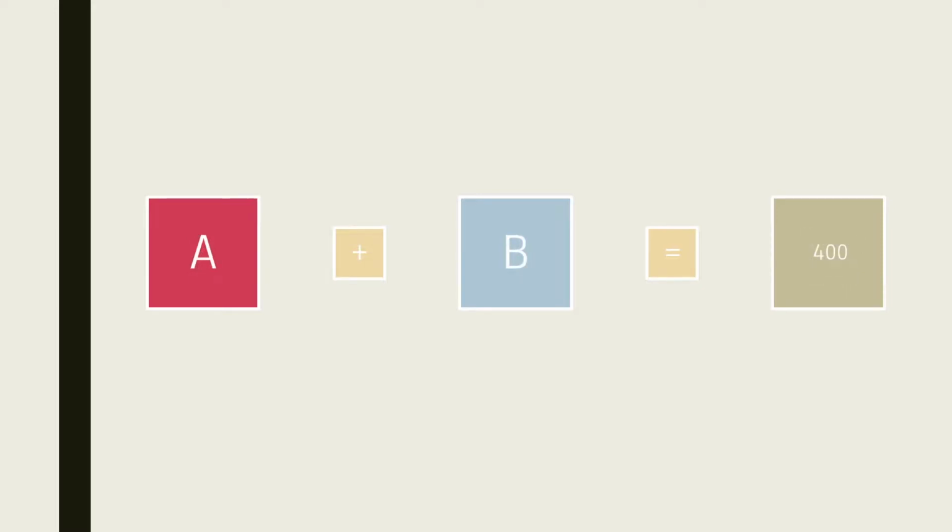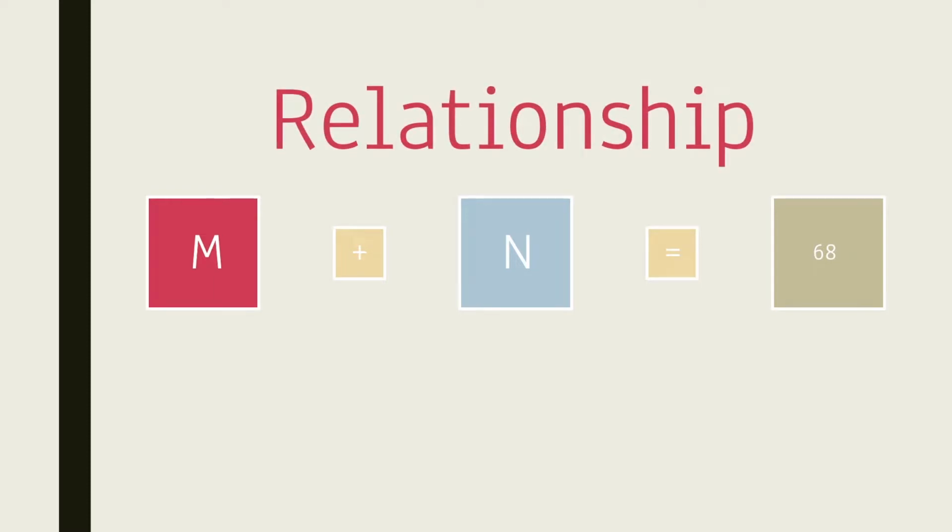For example, A and B can be unknown quantities, but you will know that both of them add up to a known number, for example, 400. X and Y are unknown quantities, but we may know that X minus Y is 20. Items M and N are unknown, but we know that both of them add up to 68. Essentially, we can find a relationship between two unknown factors and express it as a mathematical equation.